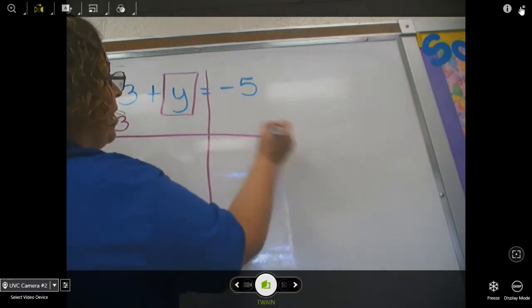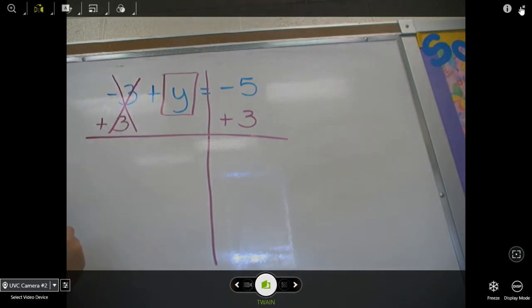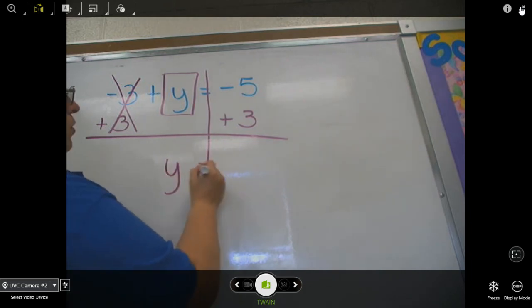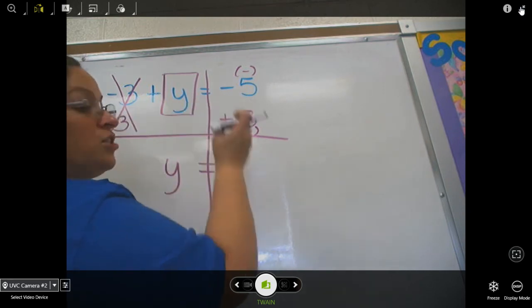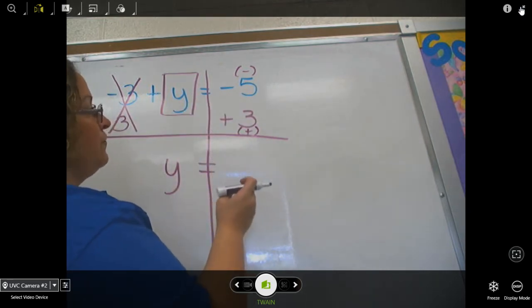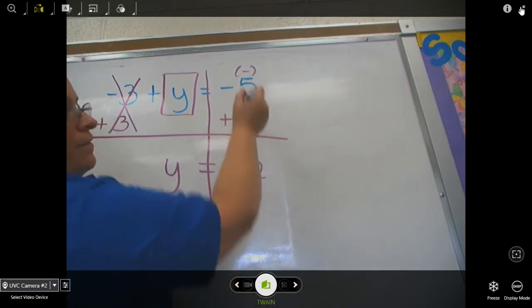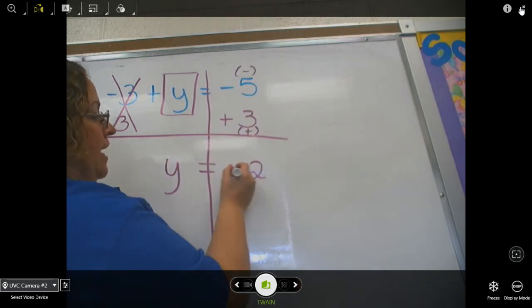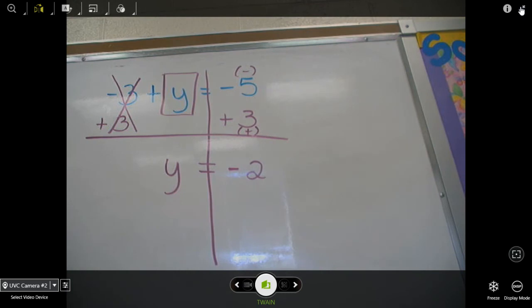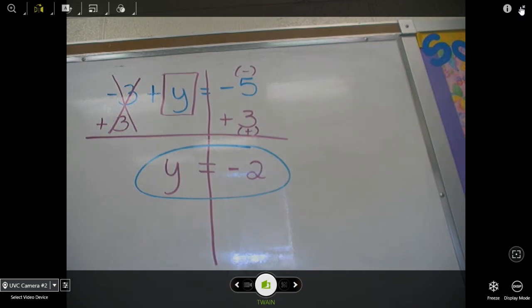What I do to one side, I have to do to the other. The whole point, get rid of this. We're social distancing. We're quarantining the variable. So y equals, now this is a negative, this is a positive. My signs are different. When my signs are different, I subtract. So I get a 2. And I keep the sign of the larger number. What's bigger, 5 or 3? 5 is bigger, its sign is negative, so my answer is y equals -2. So this is my answer.